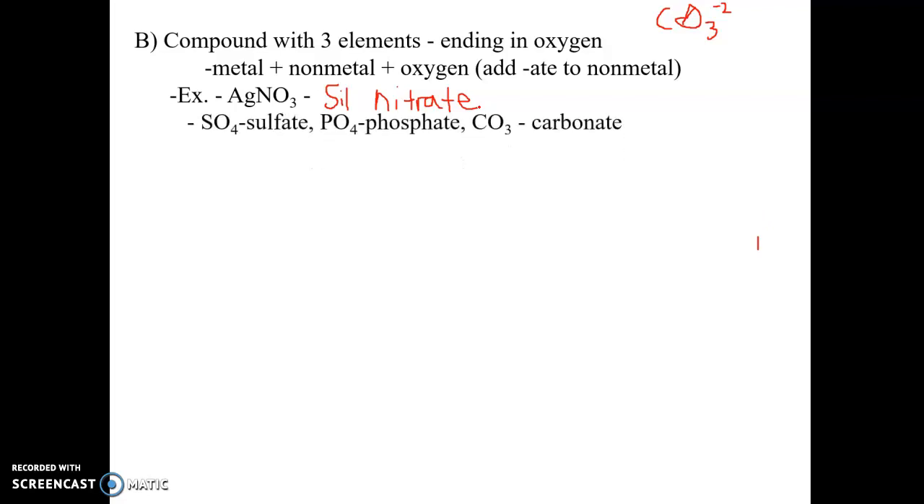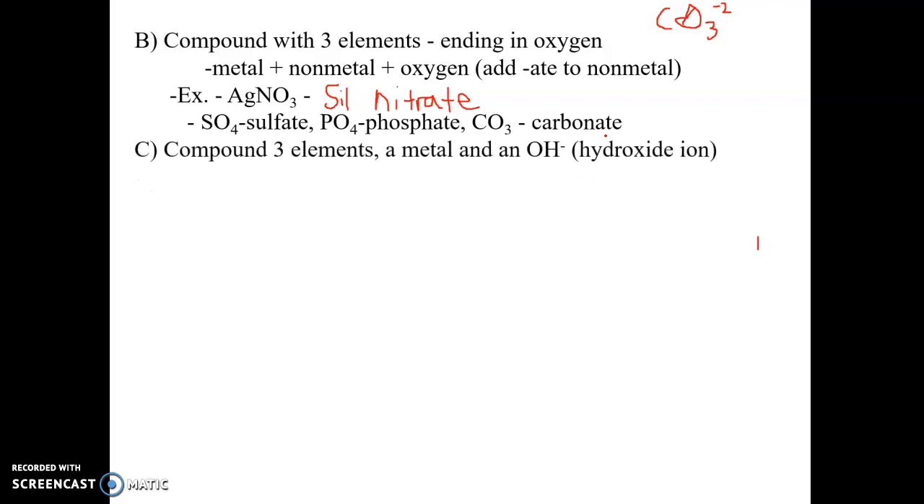Now, some other examples of compounds like this: if it's sulfur with oxygen, then it would be sulfate. If it's phosphorus with oxygen, it would be phosphate. Carbon with oxygen stuck to it would be carbonate, and so on. You could have chlorate, you could have fluorate, you could have bromate, okay? But sulfates, phosphates, carbonates, and nitrates tend to be the most common ones, so that's why we put those up there. But there are some others, just so you know. All right.